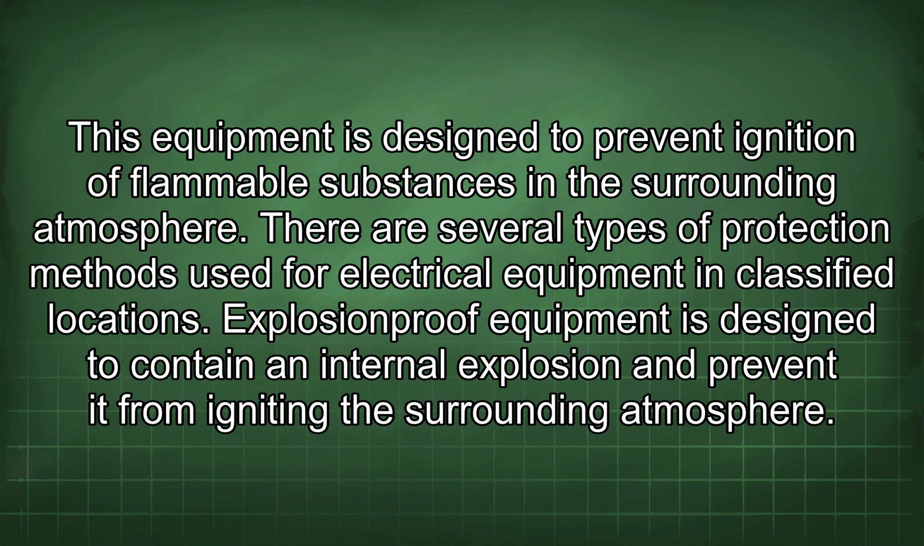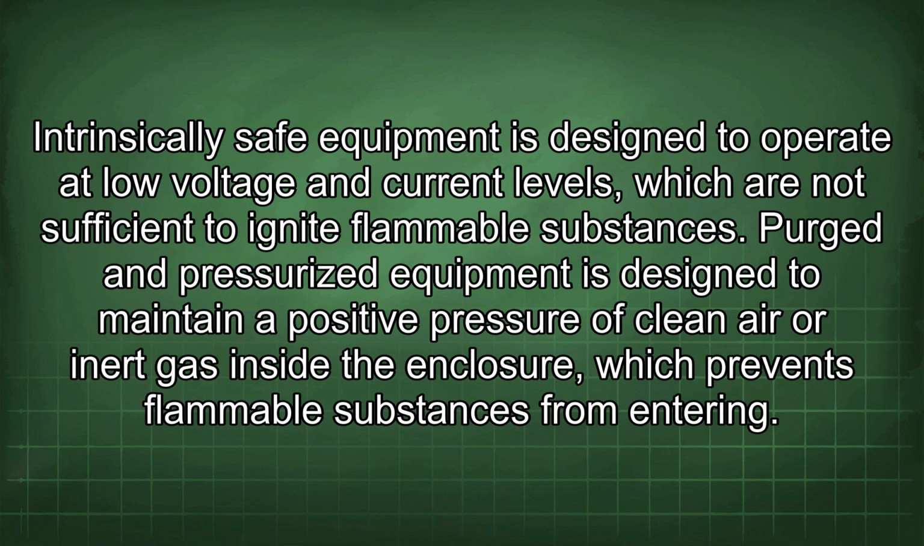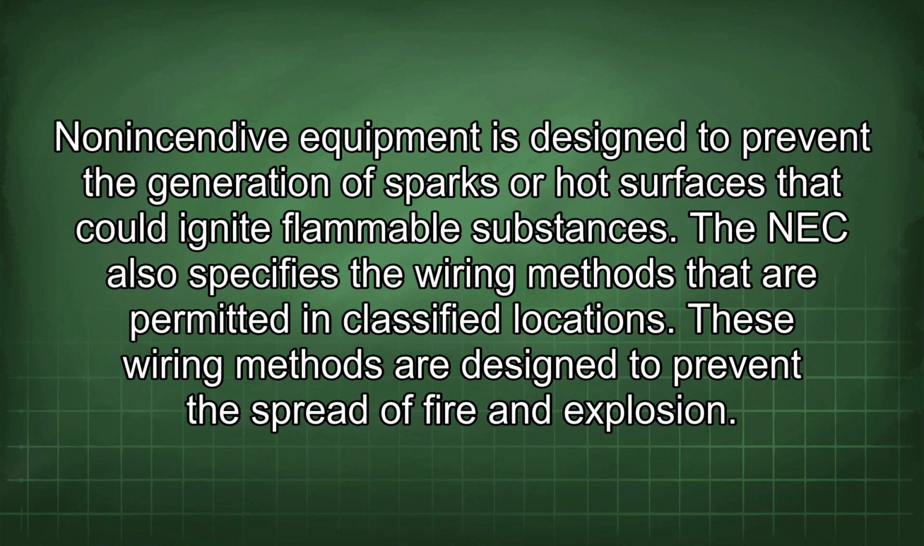There are several types of protection methods used for electrical equipment in classified locations. Explosion-proof equipment is designed to contain an internal explosion and prevent it from igniting the surrounding atmosphere. Intrinsically safe equipment is designed to operate at low voltage and current levels, which are not sufficient to ignite flammable substances. Purged and pressurized equipment is designed to maintain a positive pressure of clean air or inert gas inside the enclosure, which prevents flammable substances from entering. Non-incendive equipment is designed to prevent the generation of sparks or hot surfaces that could ignite flammable substances.